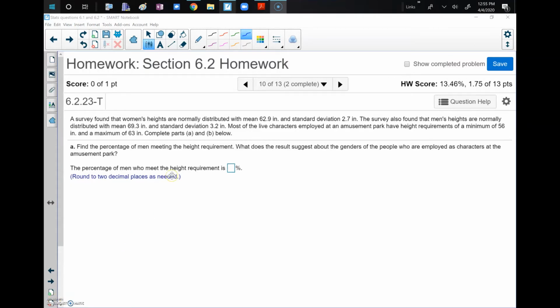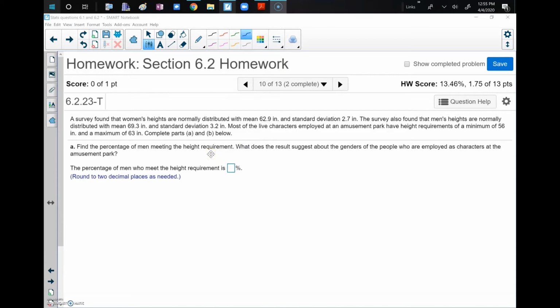Now, problem 10 is very similar to what we saw in the previous problem. Here we have a survey of women's heights that are normally distributed with a mean and a standard deviation. They also found men's heights were normally distributed with mean 69.3, standard deviation 3.2. And they said most of the live characters employed at the amusement park have height requirements with a minimum of 56 inches and a maximum of 63. And we want to find the percentage of men that fall between this height requirement.